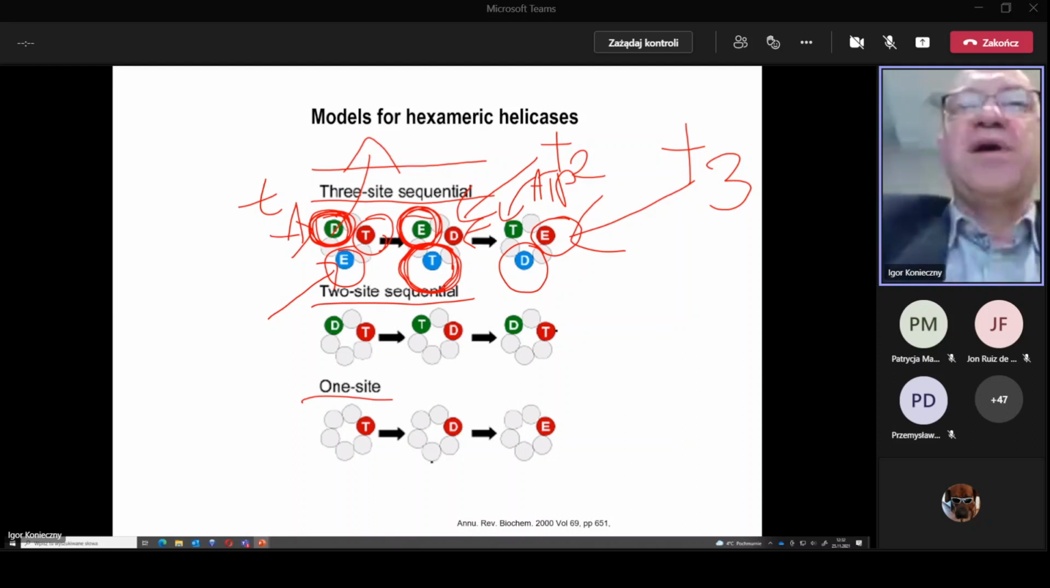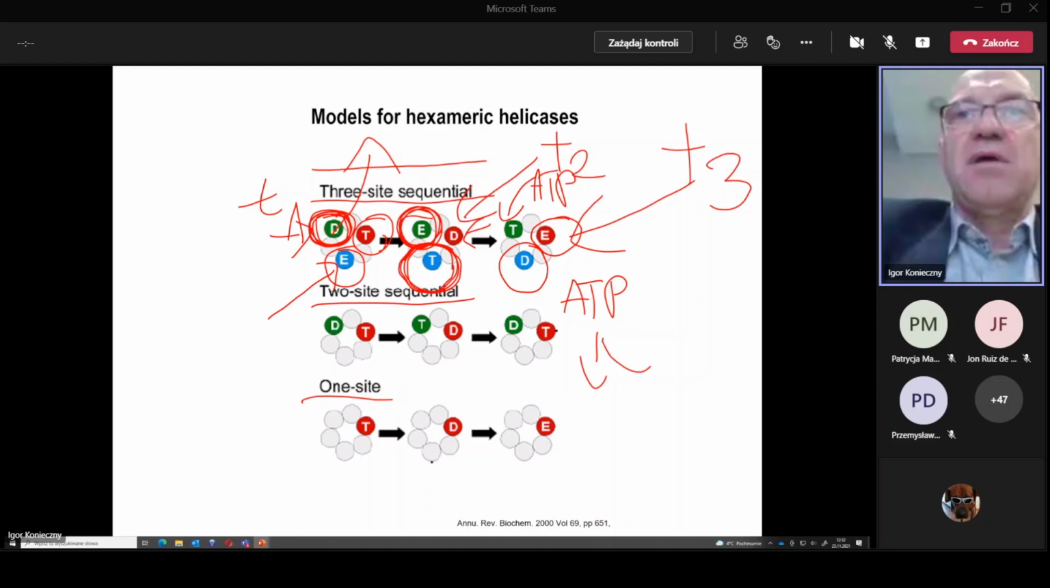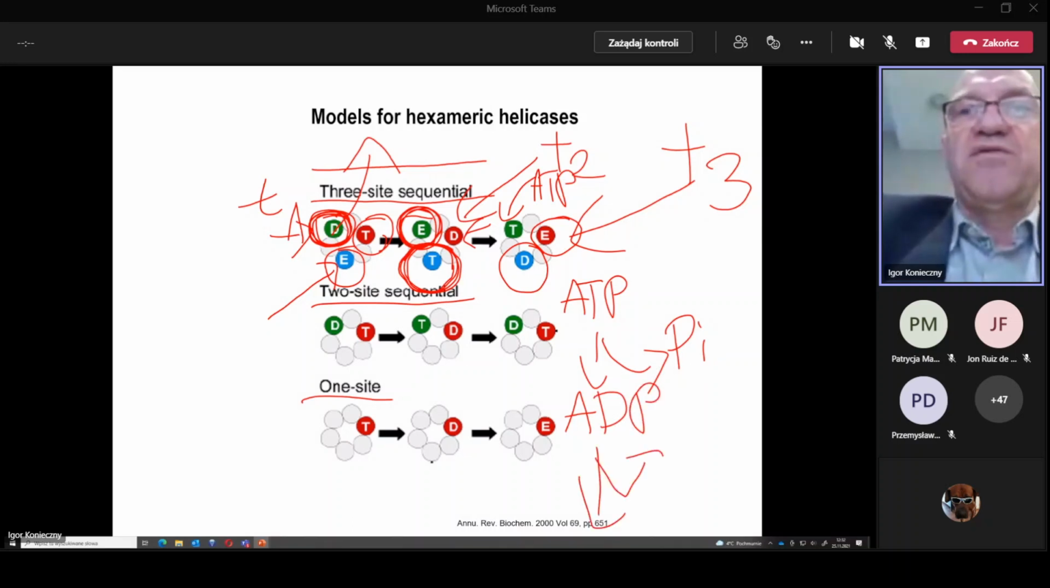If it's bound by ATP, at the next step phosphate is released and it would be bound by ADP, and in the next step, because of releasing ADP, it would be empty.